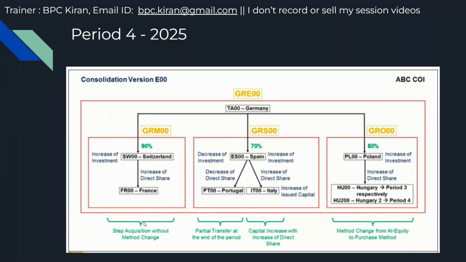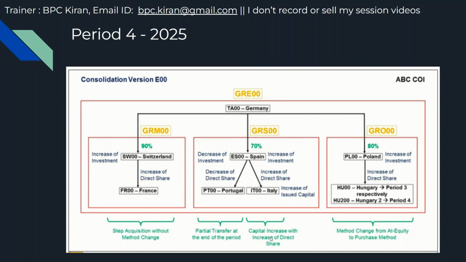And then partial divestiture. Here it's written partial transfer, but actually we are going to discuss partial divestiture. So Spain's investment in Portugal, which is decreased. So we call it partial divestiture. So this particular group, we are going to understand partial divestiture.